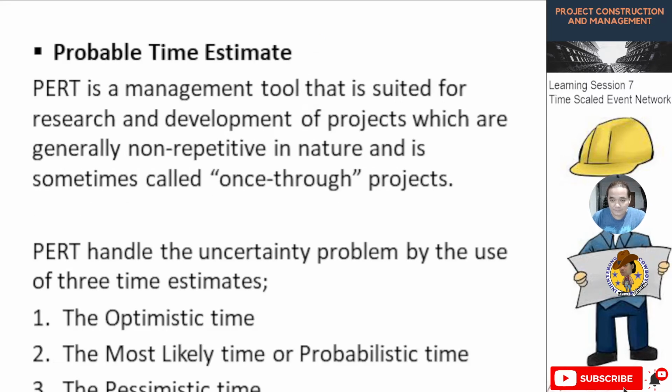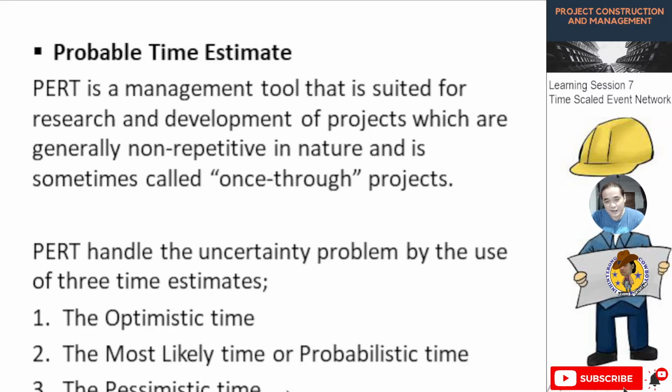Okay, now we are on the probable time estimate, or PERT. PERT is a management tool that is suited for research and development projects which are generally non-repetitive in nature and is sometimes called once-through projects. PERT handles the uncertainty problem by the use of three time estimates.